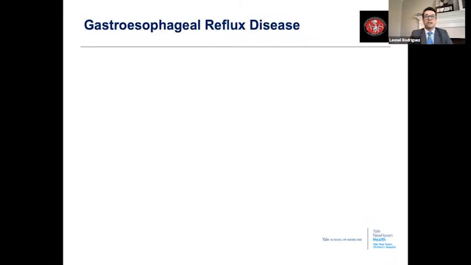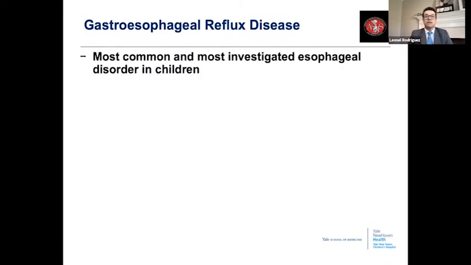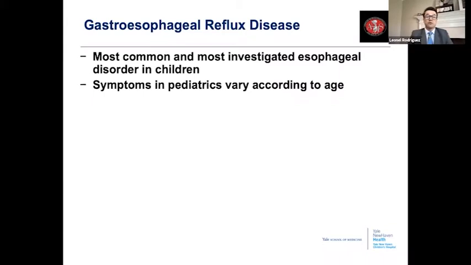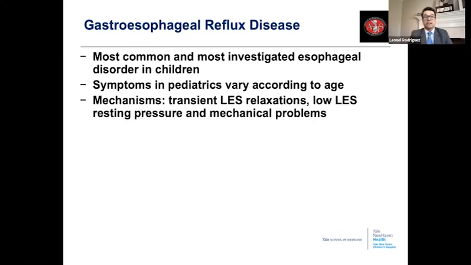So let's talk about gastroesophageal reflux disease now. As you know, it's the most common and most investigated esophageal disorder in children. Some studies report up to 25% of infants and even 10% of children experience GERD symptoms at any time. The symptoms in pediatrics vary according to age, as most of the conditions that we're going to be discussing today. There are different mechanisms that can explain this, including transient LES relaxation, low LES resting pressure, and mechanical problems that are usually more likely present in adolescents, like a hiatal hernia or sliding hernias.